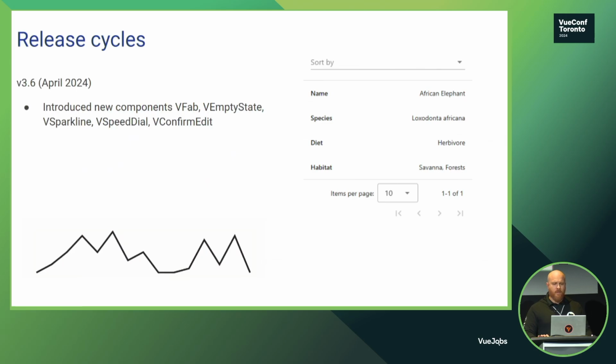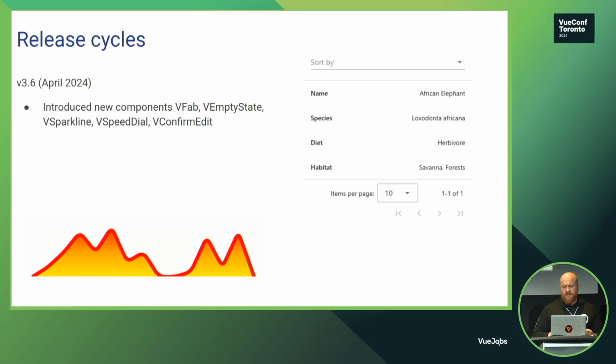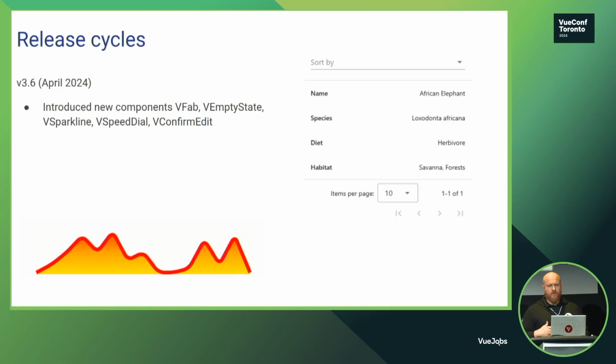Continuing on, in April, we released version 3.6. This was another semi-large release that included multiple components coming from labs. To touch on labs very briefly, it is a way for us to let users test components before they're in a complete production-ready state, but are mostly feature complete. Allows us to receive lots of feedback.